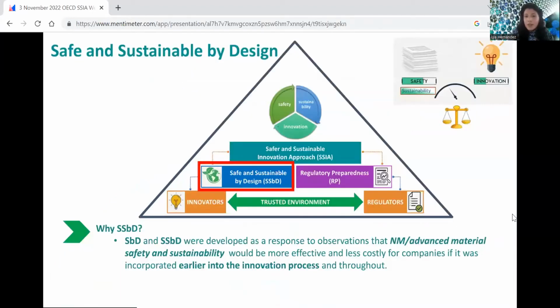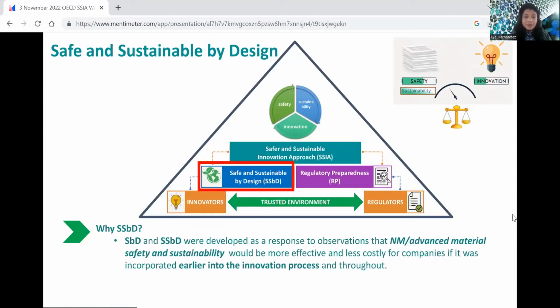So why are we talking about safe and sustainable by design? And I think it's important to understand the history of why these concepts were developed. So safe by design and safe and sustainable by design were developed as a response to observations that nanomaterials and advanced materials safety and sustainability will be more effective and less costly for companies if it was incorporated earlier into the innovation process and throughout.